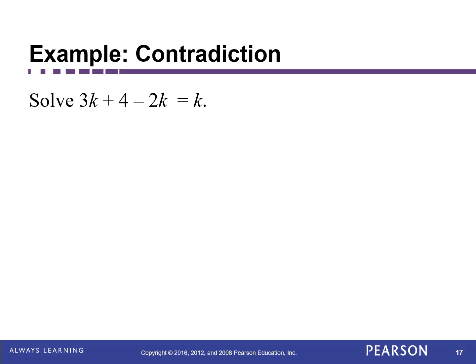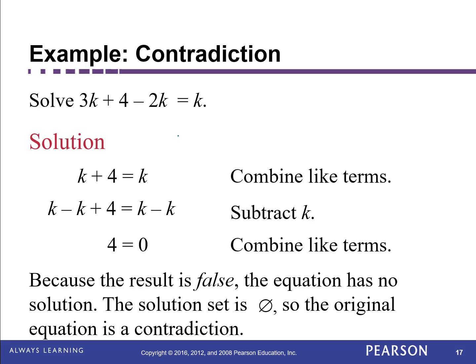So here we have 3k plus 4 minus 2k equals k. Let's go on and solve it like we normally would here. So we would combine like terms here. 3k minus 2k is k. So we have that k plus 4 equals k.